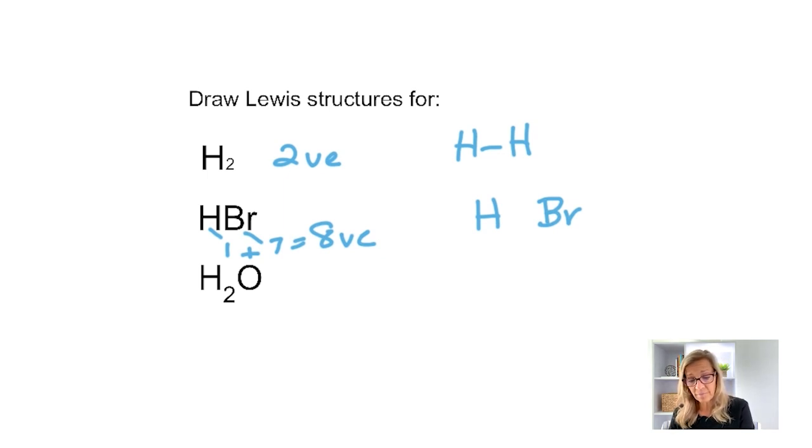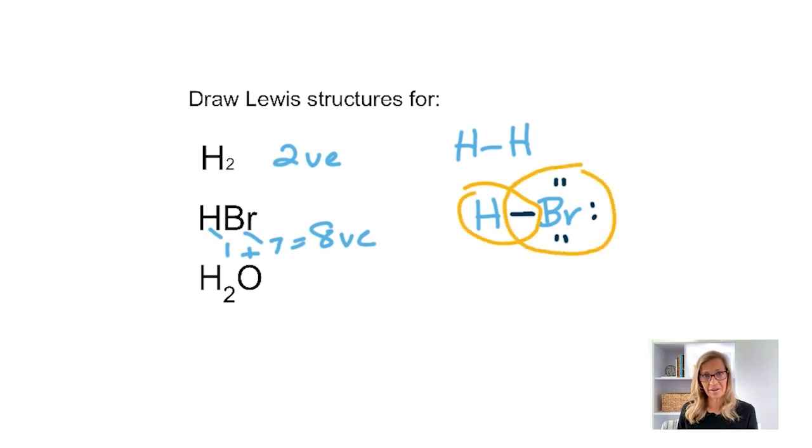Well, let's start by gluing them together with a covalent bond. That's 2 electrons. Now I've got 6 to go. Where do they go? Does the hydrogen need any more? It doesn't, because it only needs a total of 2, and it's already satisfied. So the other 6 electrons, 2, 4, 6, go there. So hydrogen's got his 2, and then bromine has his 8. So let's see, that guy has 2, and that guy has a total of 8.